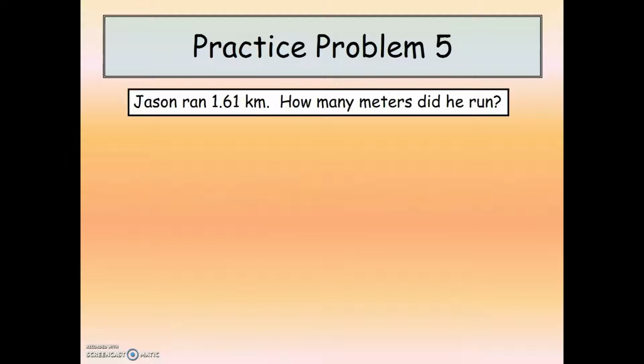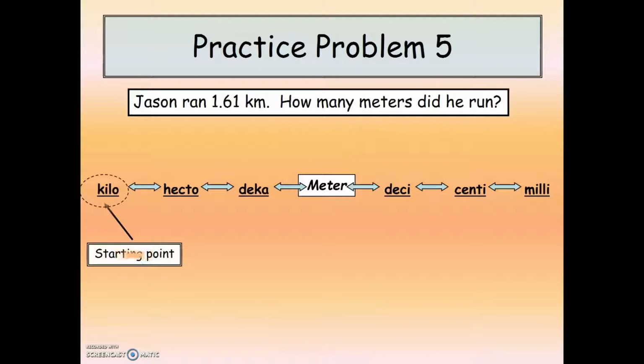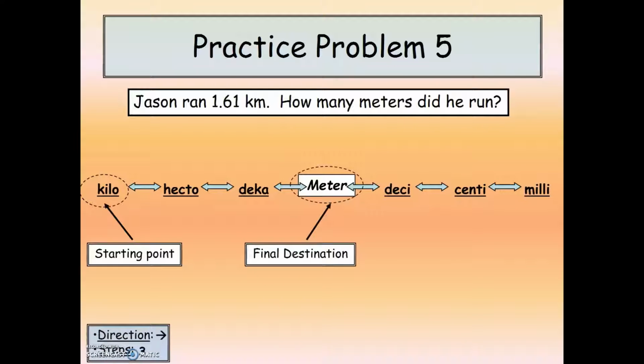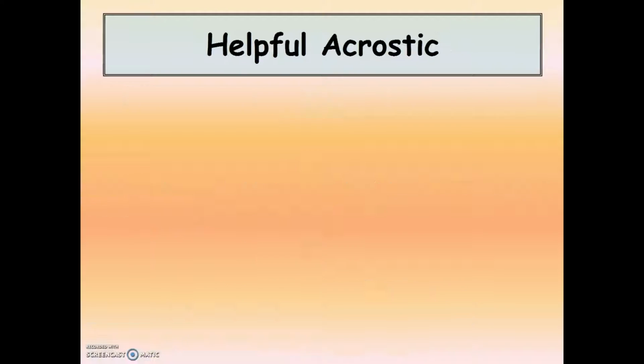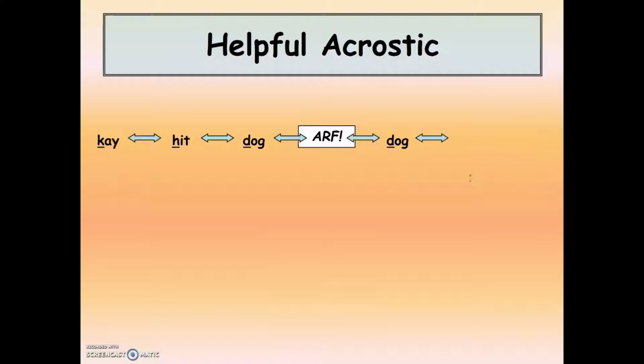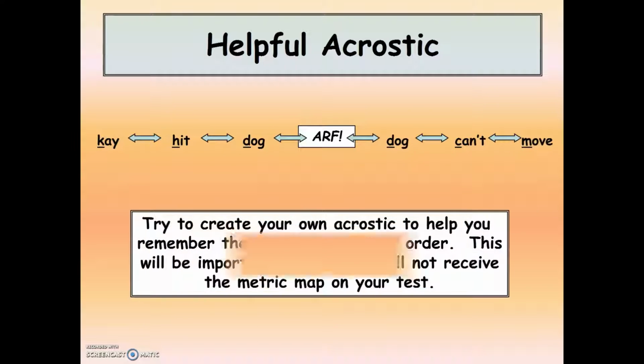And then Jason runs 1.61 kilometers. How many meters? Well, there are 1,000 meters in a kilometer, so you could simply multiply it by 1,000, or we can move the decimal point three positions to the right, getting us 1,610 meters.